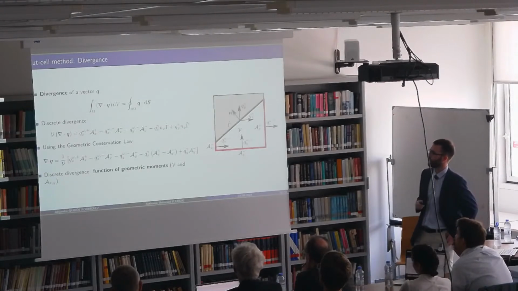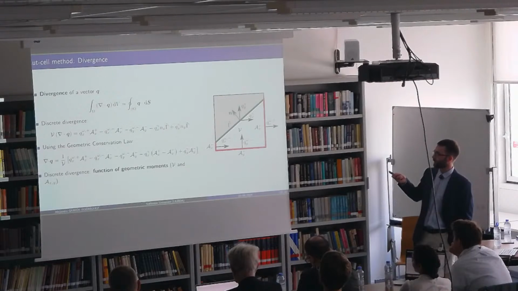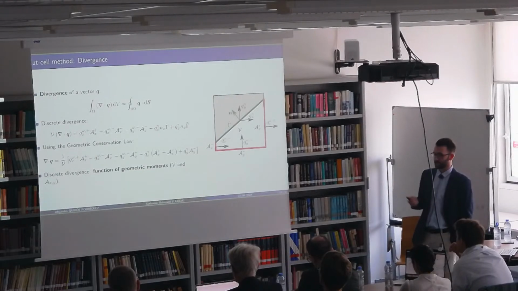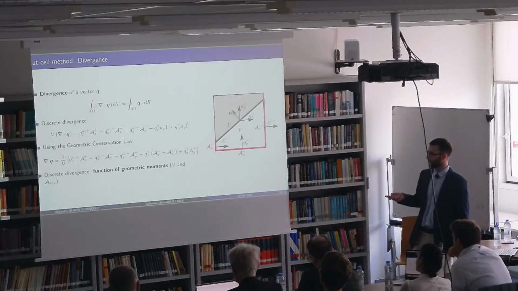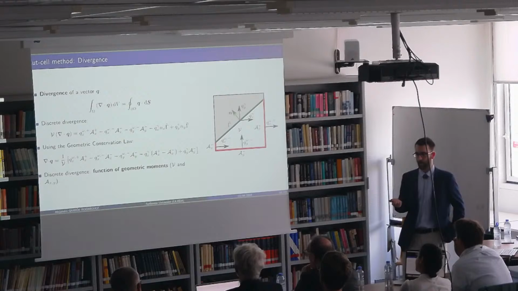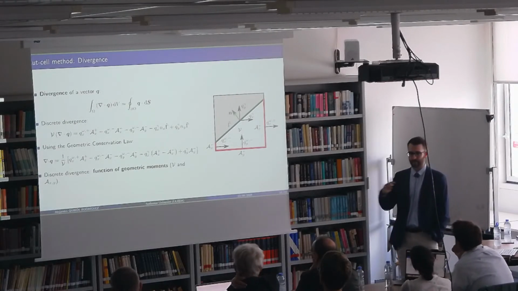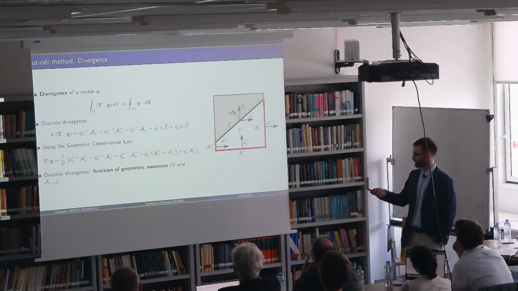So now, if we want to obtain the divergence of a certain vector field defined at the cell faces and at the interface, we arrive by applying the divergence theorem to this expression here in the middle, where if we substitute the geometric conservation law, we arrive at this other expression here, which is just a function of the volume moment V and the surface moments AX and AY. This means that our discrete divergence doesn't require any explicit information about the interface.